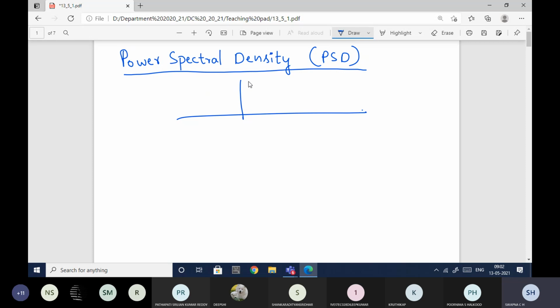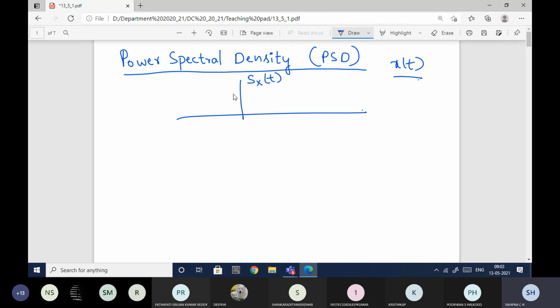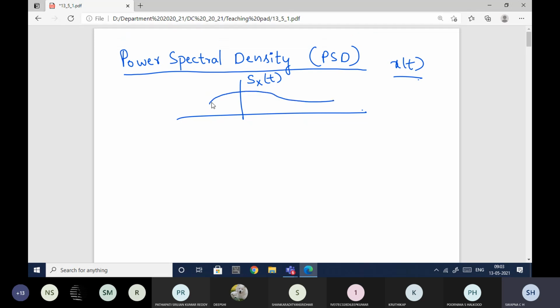If I have a signal x of t, then I need to find the power spectral density, which is denoted as S x of f. Let me consider I am taking the power spectral density for this x of t, then it will give me how exactly the power is distributed. I'm just drawing some random signal here. Sorry, this is S x of f, not t. S x of f is the power spectral density of this x of t. It tells us how the power is distributed at different frequency components.